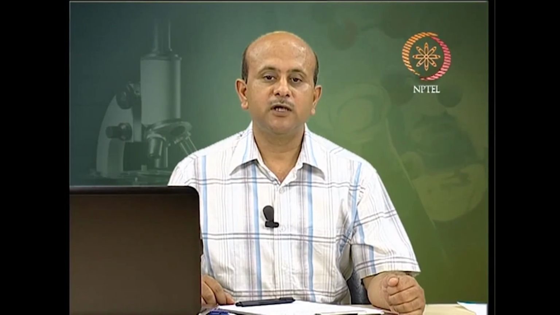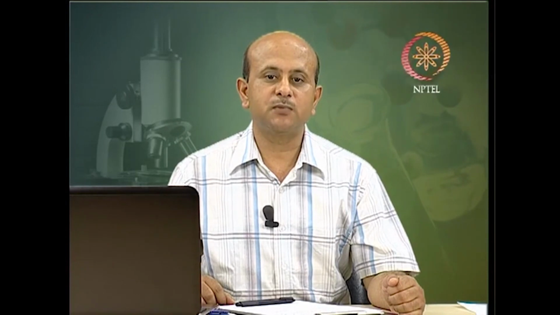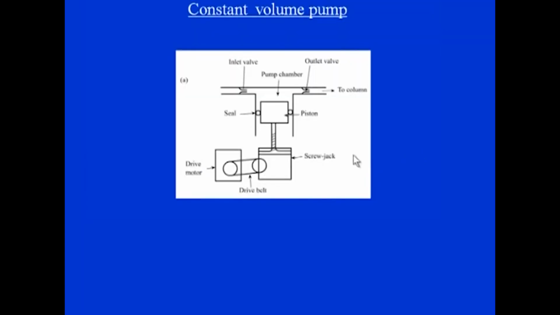All pumps used here incorporate pulse dampeners to minimize the pulsing effect, and they have an inbuilt safety cutout mechanism to inactivate the pump automatically if the pressure within the chromatographic system changes from preset limits. Here is one example, the constant volume pump. This constant volume displacement pump maintains a constant flow rate through the column irrespective of the changing conditions within the column.